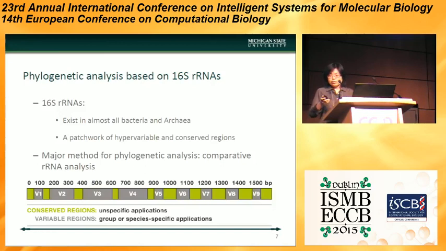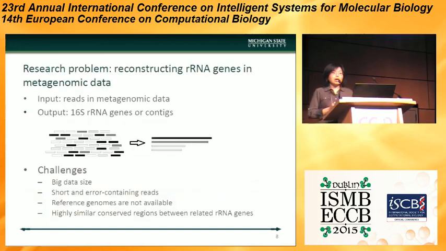Okay. However, the major method is based on comparative analysis. For example, if you have a query 16S ribosome RNA gene, you can compare your query sequence with the characterized 16S ribosome RNA genes from a reference database, such as the RDP database, Ribosomal Database Project. It contains hundreds of thousands of characterized ribosome RNA genes. So based on the similarity, you can infer the taxonomic information of a sequence.